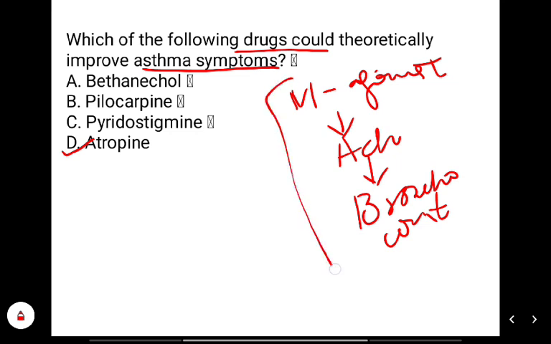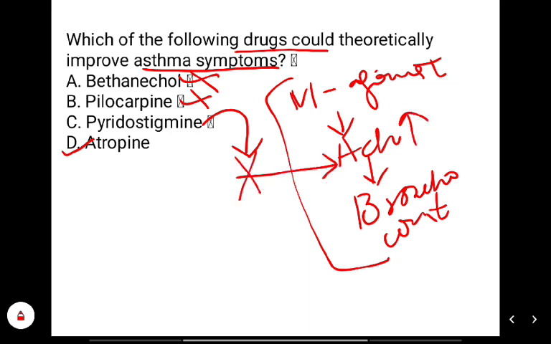This you have to remember the process. So therefore bethanechol and pilocarpine are muscarinic agonists, therefore they will constrict the bronchus. And pyridostigmine, it is a cholinesterase inhibitor. So indirectly, when it blocks the enzyme cholinesterase, which will break down the acetylcholine, acetylcholine will increase and bronchoconstriction will happen. Therefore this is not allowed. Atropine is the drug theoretically, but actually it is not used.